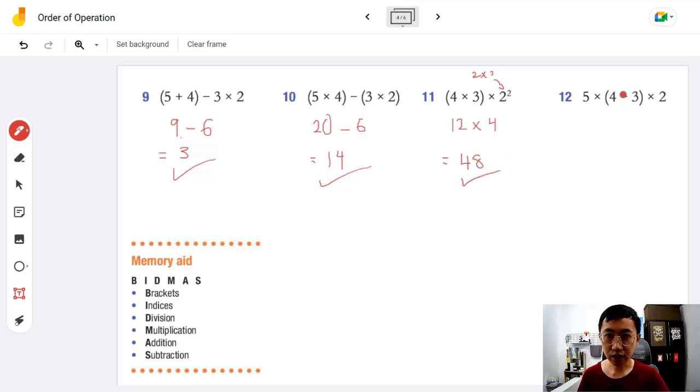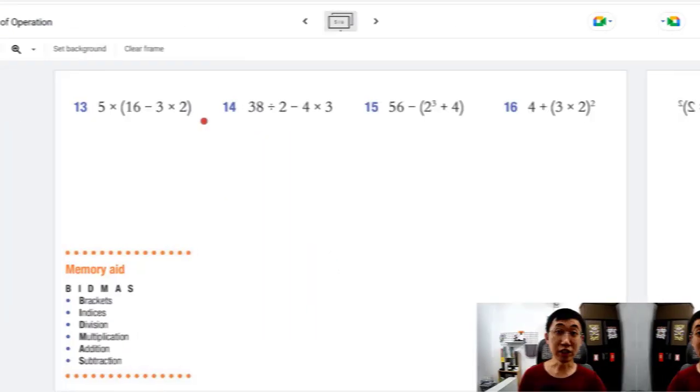So let's see this one. I can see bracket over here. So solve this. The rest you copy first, okay? So let's copy 5, multiply, copy, solve this. 4 minus 3, 1. Times 2, copy. Then you just do from here. What is 5 times 1? 5 times 2, copy, and that's going to get you 10. So that's number 12.